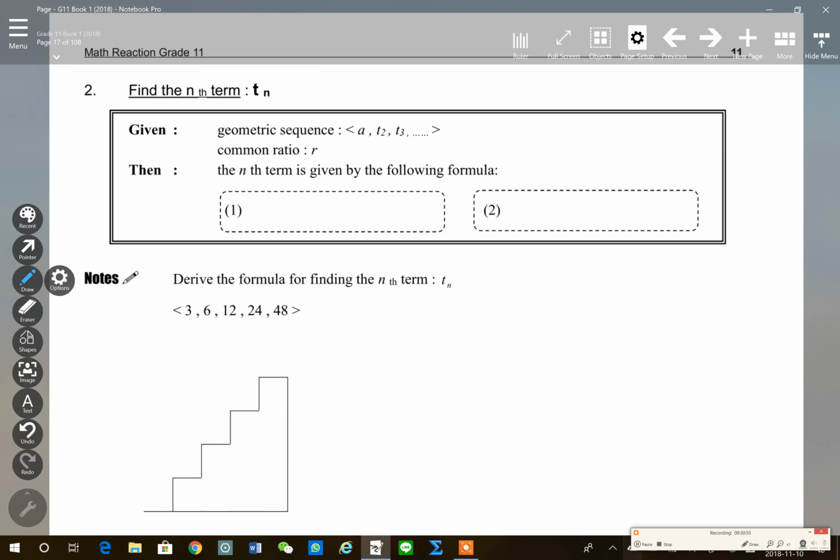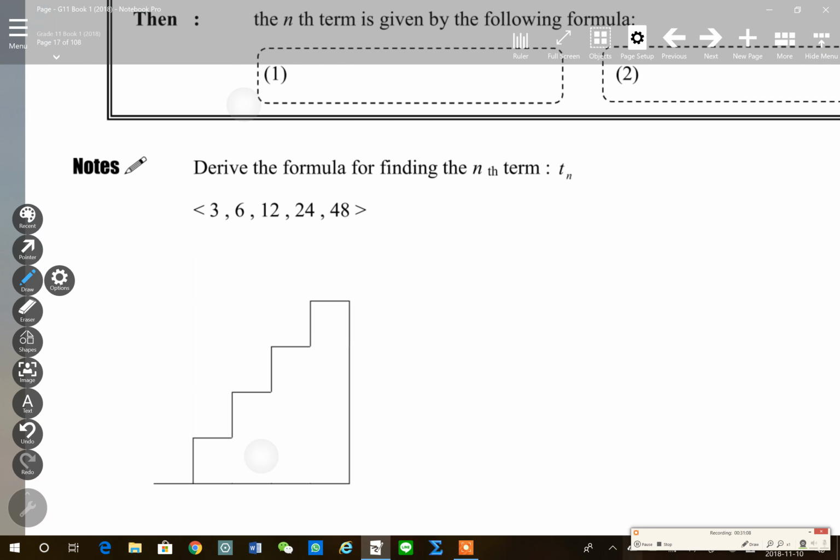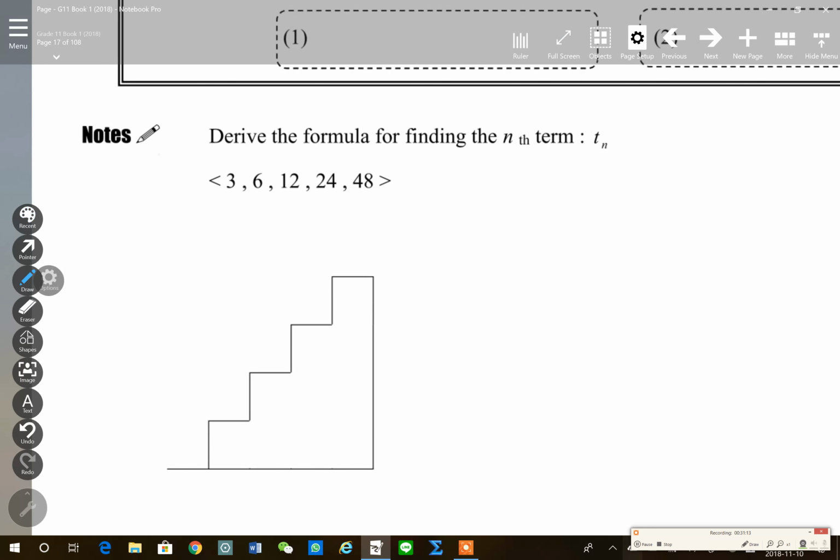We have some formula because it has a pattern, so there should be a formula. What's this? It's stairs. Okay, so stairs is going to help you understand where the formula comes from.